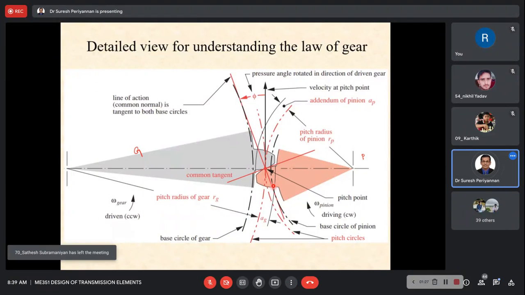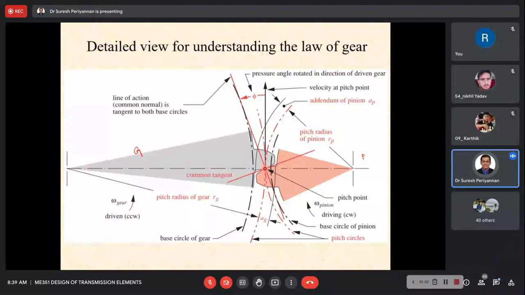Now, we know where the gear teeth and pinion teeth meet. That is the pitch point. Corresponding to that point, we draw a line. That is the common normal, which we already discussed. The point is N and the line is N.